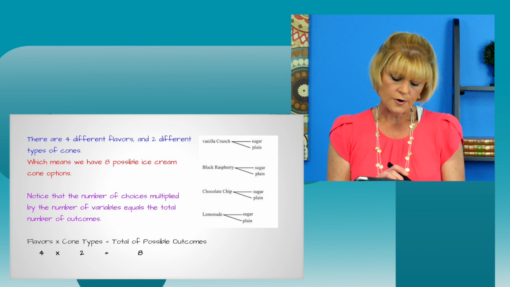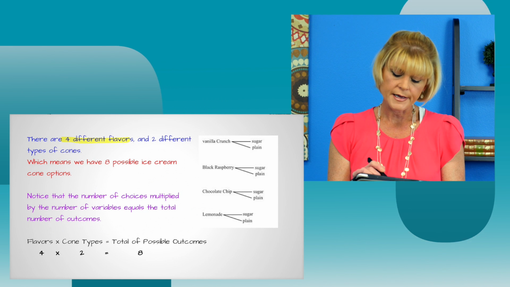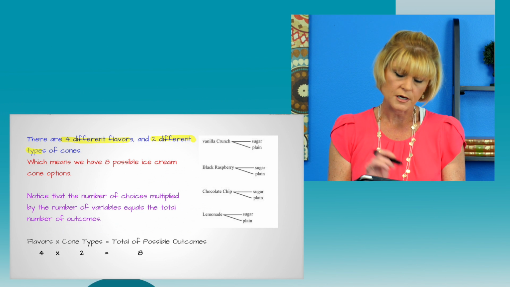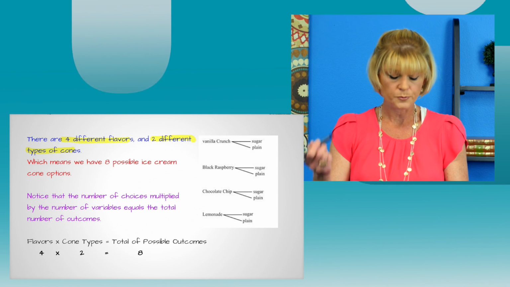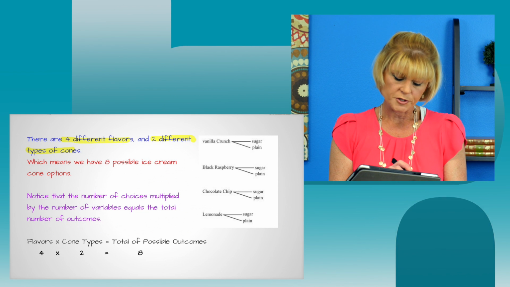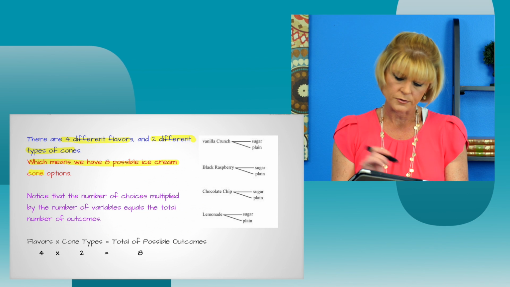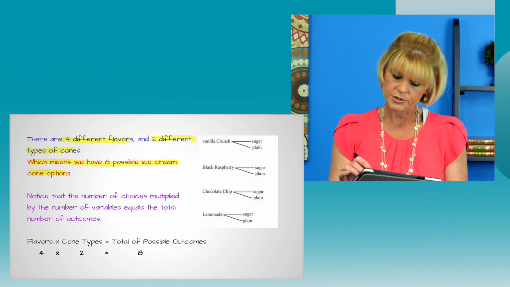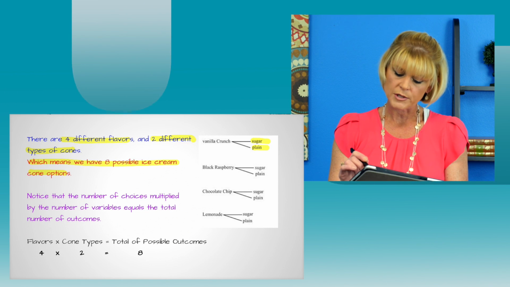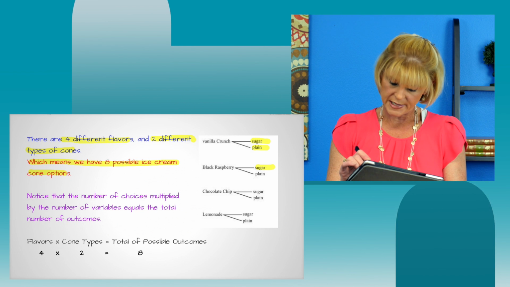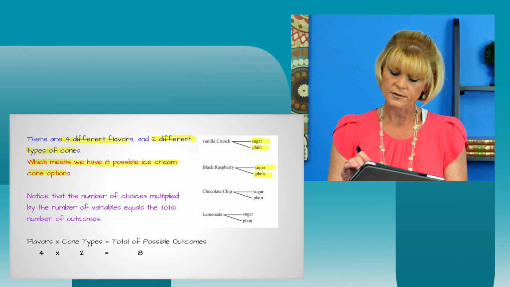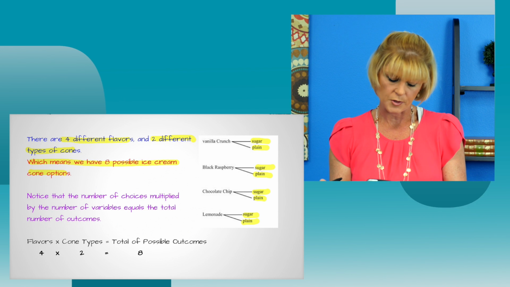So, there are 4 different flavors and 2 different types of cones, the sugar and the plain. Which means that we have 8 possible ice cream cone options. Vanilla Crunch Sugar, Vanilla Crunch Plain, Black Raspberry Sugar, Black Raspberry Plain. You can see there are 8 possible outcomes.